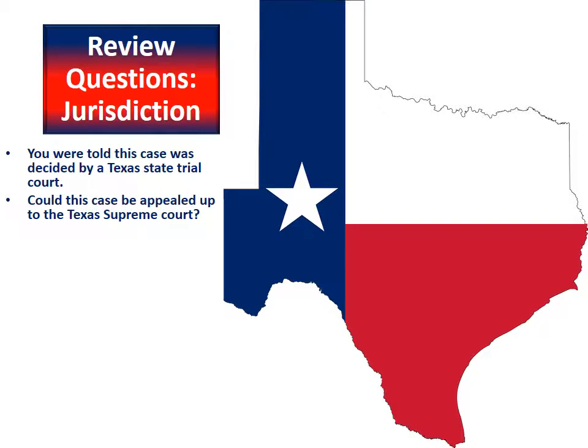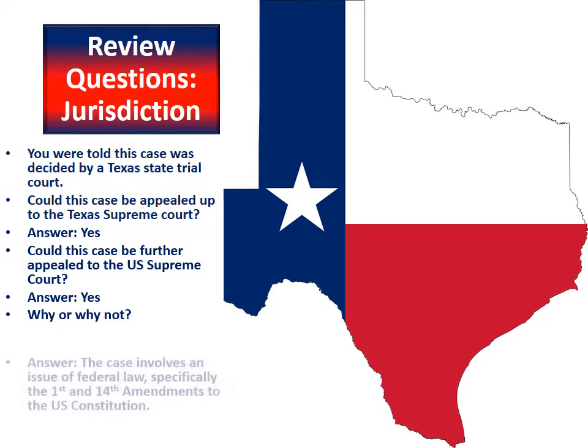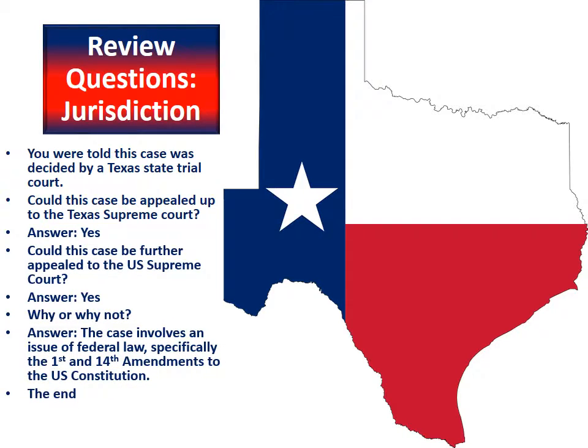You are told this case was decided by a Texas state trial court. Could this case be appealed up to the Texas Supreme Court? Answer: yes. Could this case be further appealed to the U.S. Supreme Court? Answer: yes. Why or why not? This case involves an issue of federal law, specifically the First and 14th Amendments to the U.S. Constitution, and how they control actions of the member states, such as Texas.